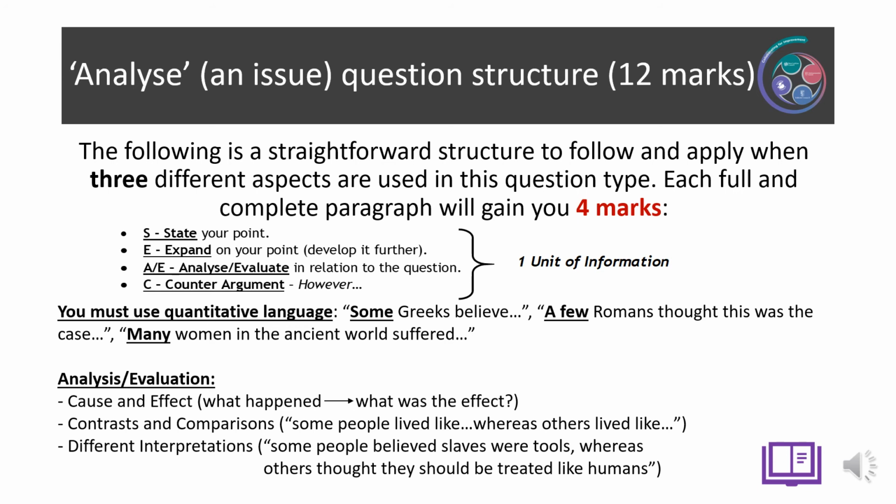For example, some Greeks believed, or a few Romans thought this was the case, or many women in the ancient world suffered. Now, in analysis and evaluation, you're looking at cause and effect. So what happened and what was the effect? You're looking at contrasts and comparisons. Some people lived like this, whereas others lived like that. And then also you're looking at different interpretations. For example, some believed that slaves were tools, whereas others thought they should be treated like humans.